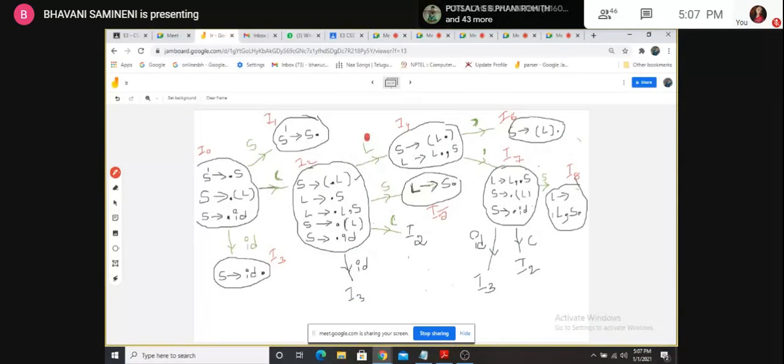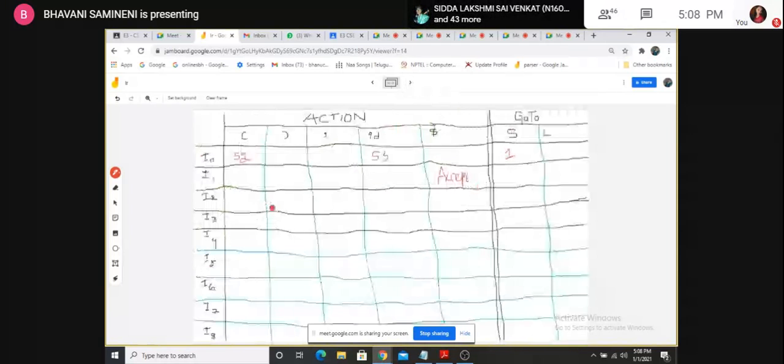If you are seeing some non-terminals, then you have to place them in the goto part. If you are seeing a terminal, you have to specify what action you have to place, and what the next state is that you should move to. Okay? So I know I2 on L is I4, and I2 on S is I5. So I2 on S will be 5, and I2 on L will be 4.